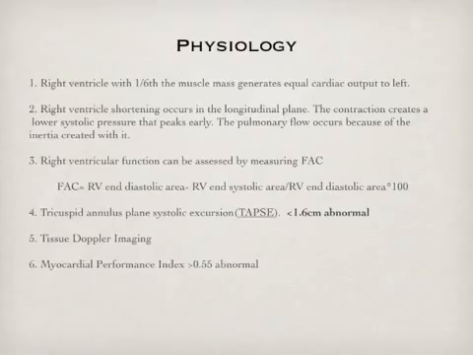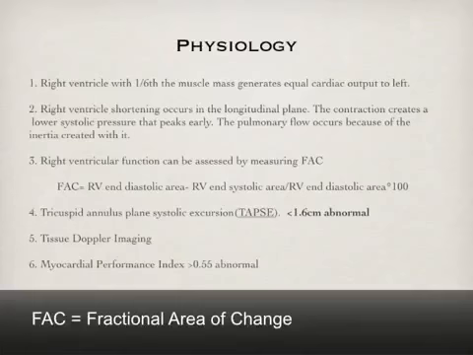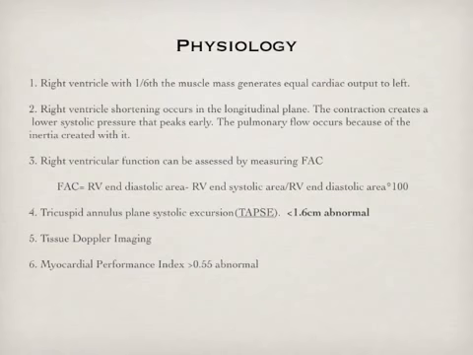Right ventricular function can be assessed by measuring fractional area of change. FAC for the right ventricle is calculated in the same way as that of the left ventricle. You can see the left ventricle systolic function module for details. First, you subtract RV end systolic area from RV end diastolic area, then divide that number by RV end diastolic area and multiply the result by 100.